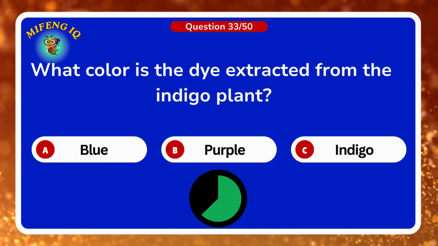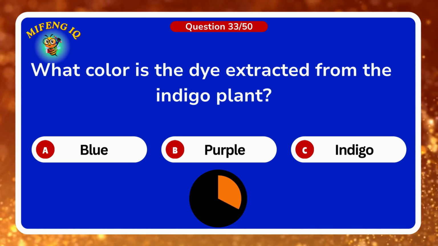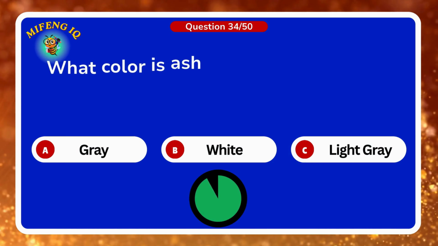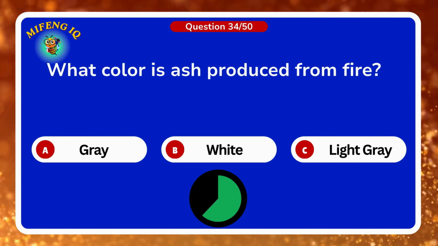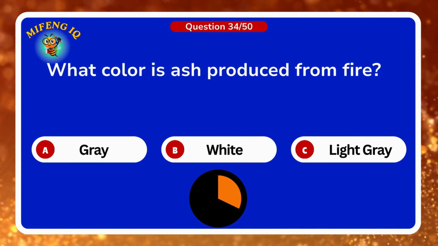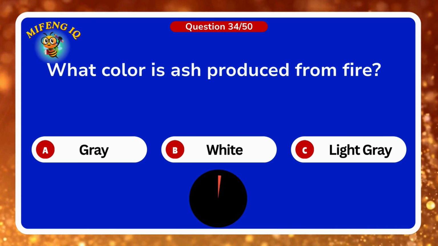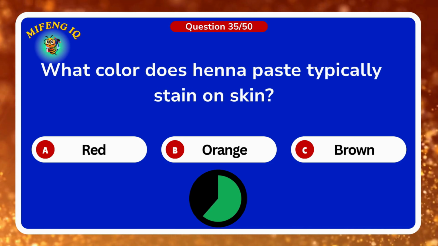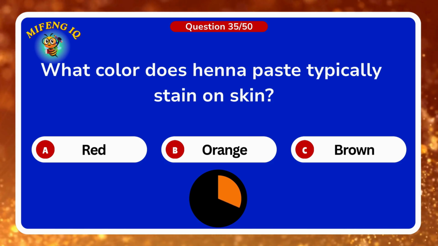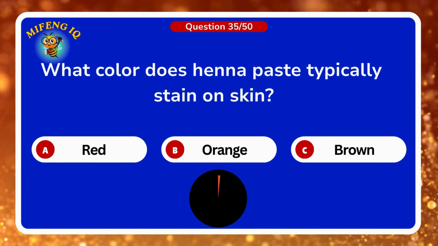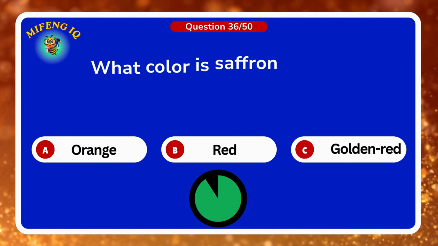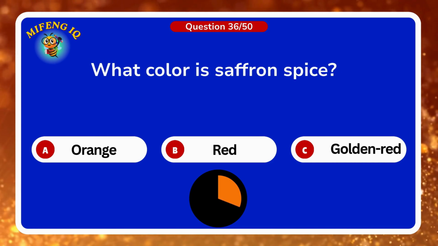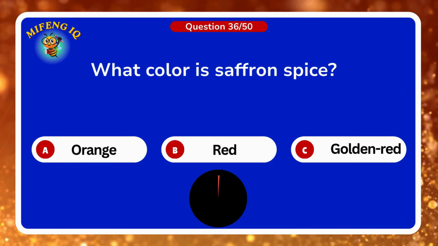The color of dye extracted from the indigo plant. Indigo. Color of ash produced from fire. Light grey. What color does henna paste typically stain on skin? Red. Color of saffron spice. Golden red.